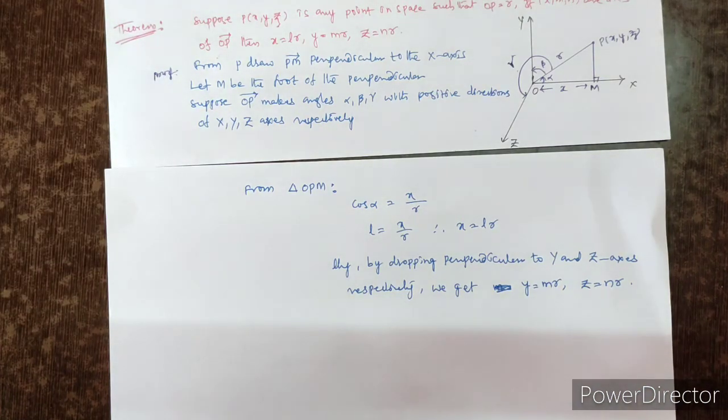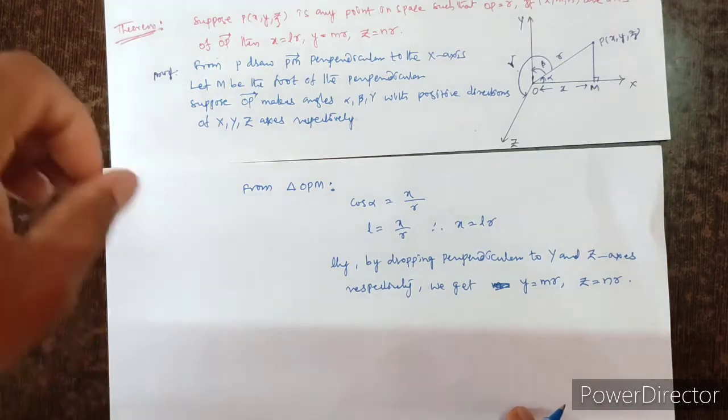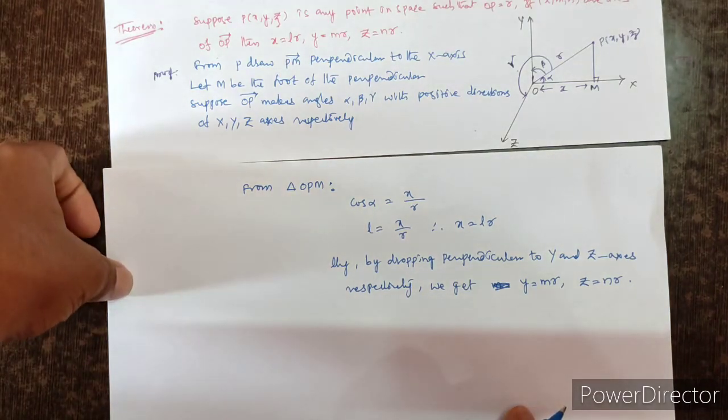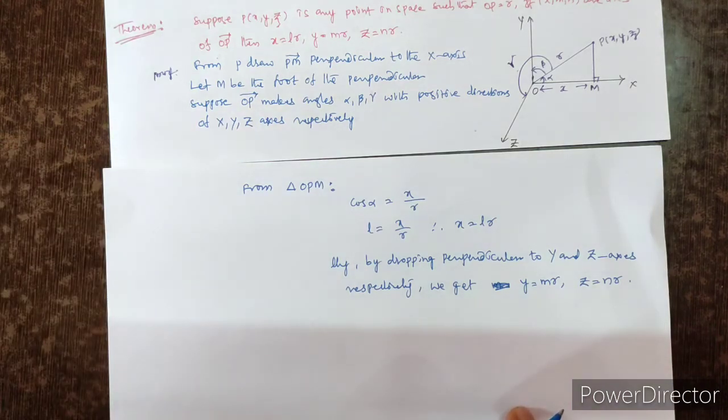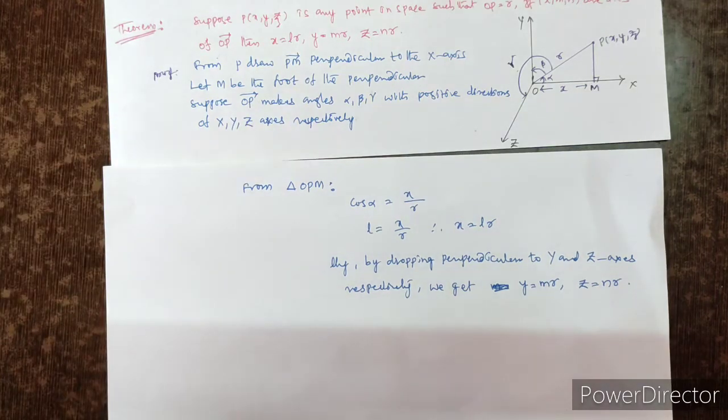So just remember x equal to what? x equal to LR, y equal to MR, and z equal to NR, when R is the distance from the origin to any point in space.